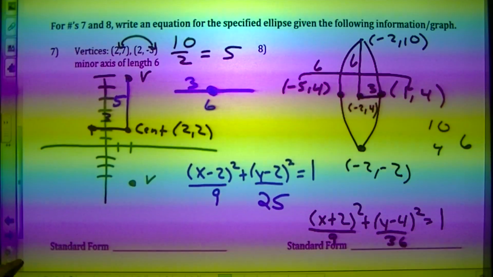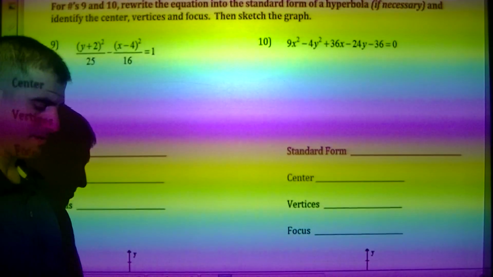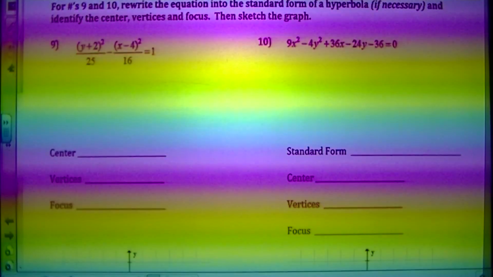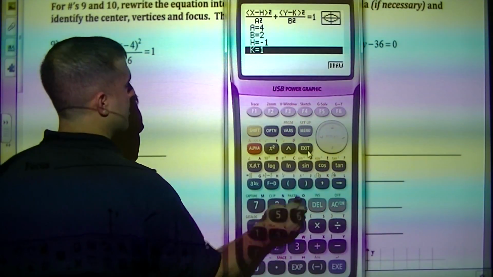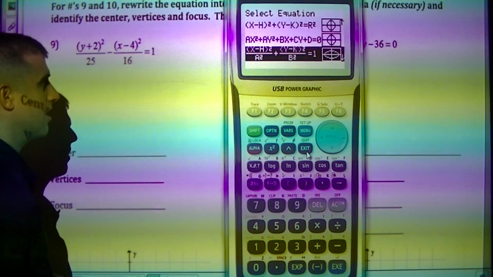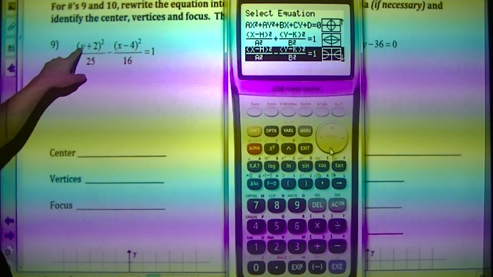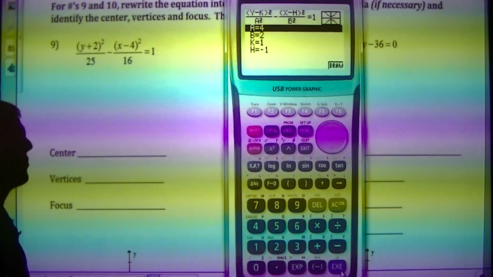All right, so that's ellipses. Okay, let's move on to hyperbolas. On these, what I'm going to do is go into the calculator and find the hyperbola. Now, if you notice, that's y, so I'm not going to use this one, I'm using this one. So make sure the letters line up.